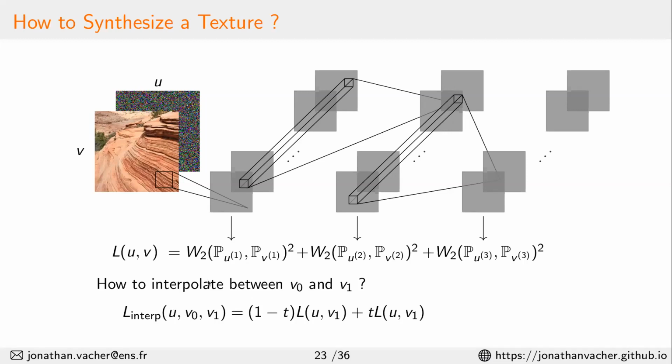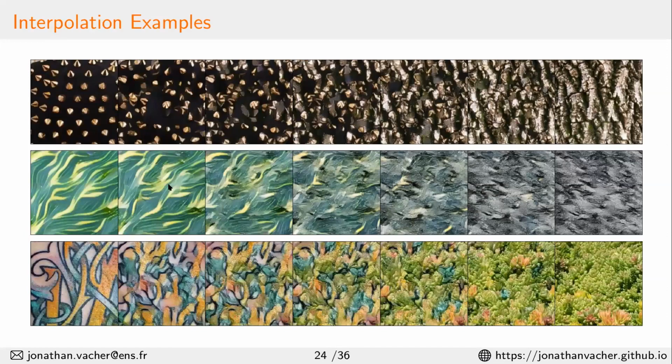And how you can then interpolate? Well, you just have to do a weighted sum of two loss functions like this. So if you have one texture and another texture, you do a weighted loss like this, and you minimize this function as a function of U. And you will end up interpolating along the path as t goes from 0 to 1. So here are some examples. On both sides, you have the original texture, and inside you have the interpolation between the two that was synthesized.